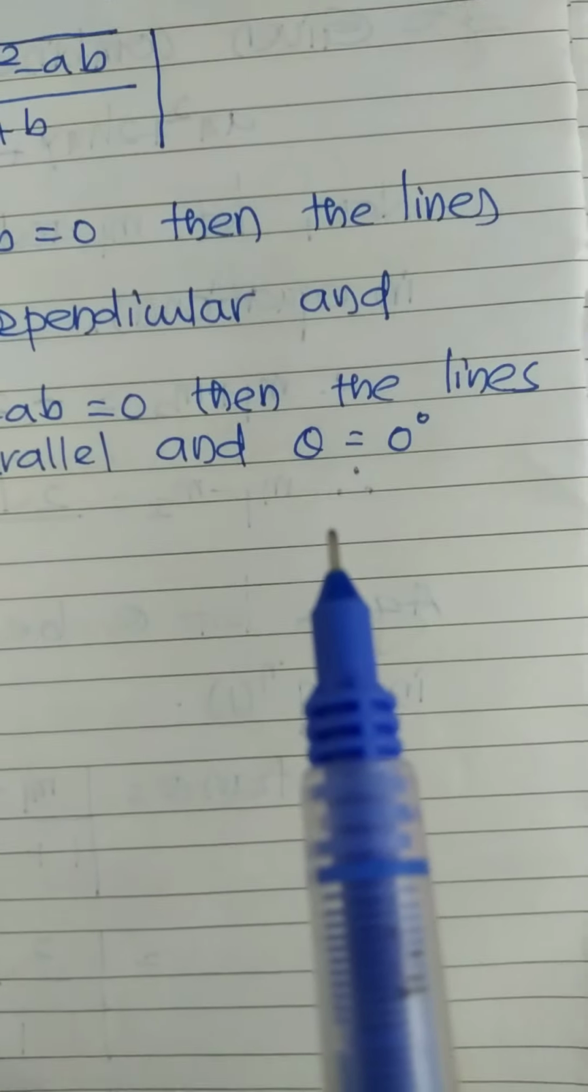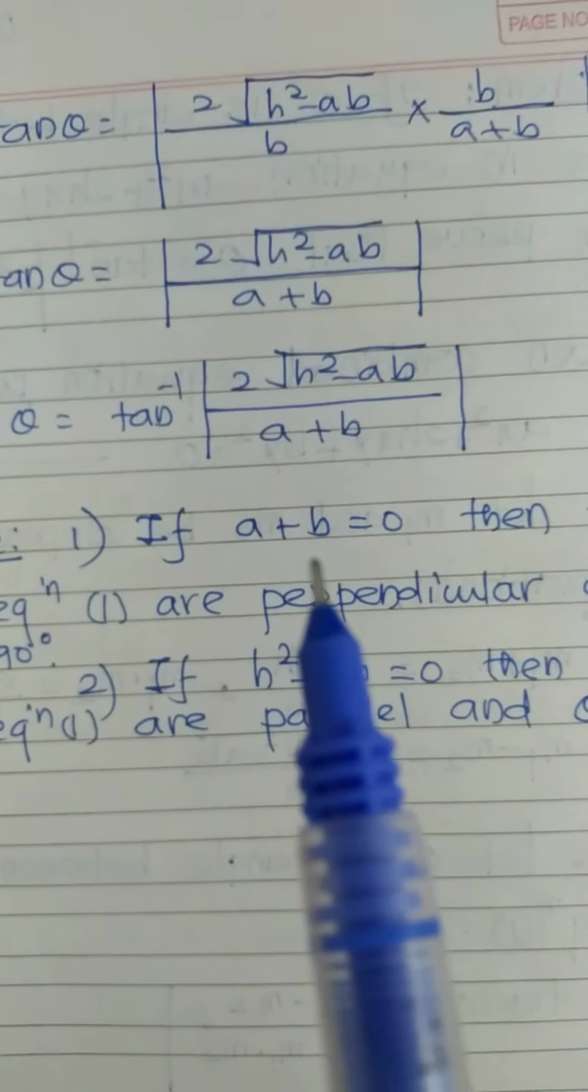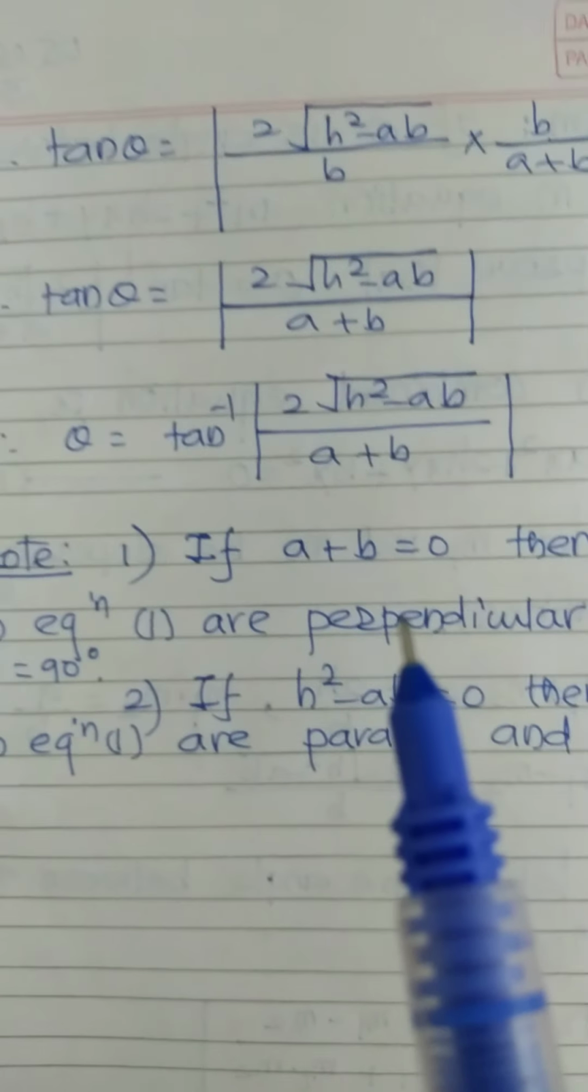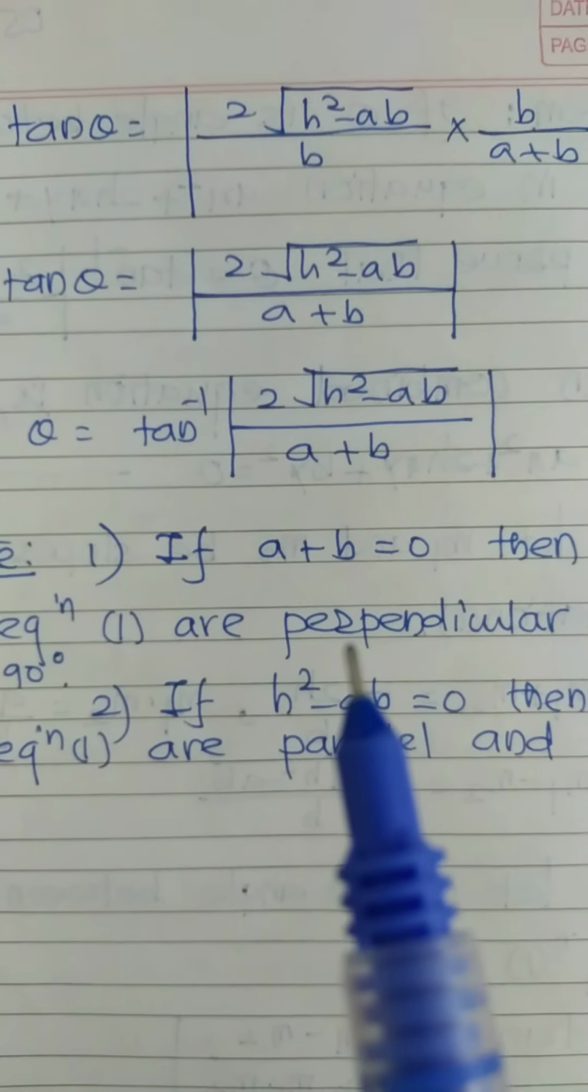So before we calculate the angle between the two lines by using this formula, first you have to check these two conditions. If a plus b is 0, then the lines are perpendicular, so theta equals 90. And if h square minus ab equals 0, then the lines are parallel, so theta equals 0 degree. Next we have to solve certain examples which are important related to JEE, CET and theory also. Thank you.